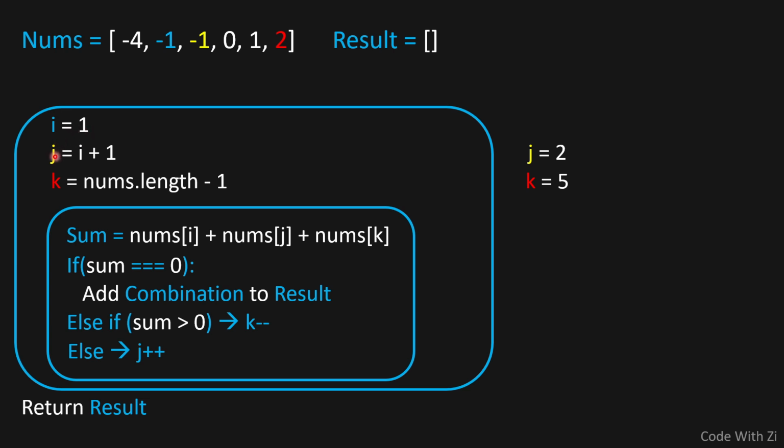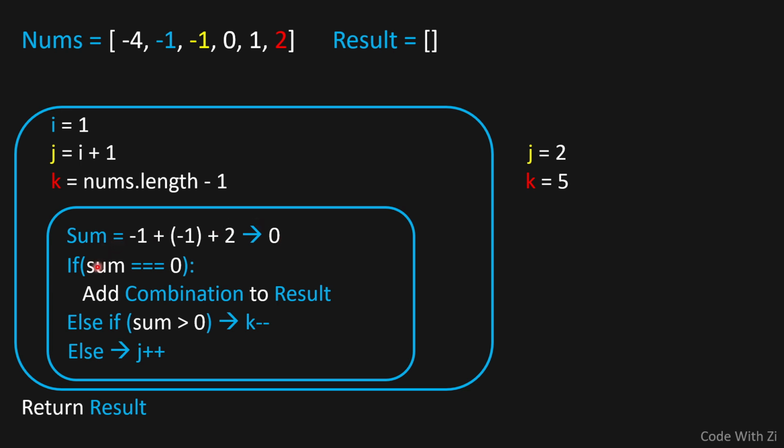J is redefined again, so j is equal to I plus 1, so that's gonna make j be equal to 2, and k is still gonna be equal to 5. And these three are pointing to these three numbers here, so -1, -1, and 2. And now we're gonna enter our second loop again, and we're gonna calculate our sum. So our sum is gonna be equal to -1, like so, and this -1 came from here, then plus another -1, like so, plus 2, and this is actually equal to 0, as you can see.